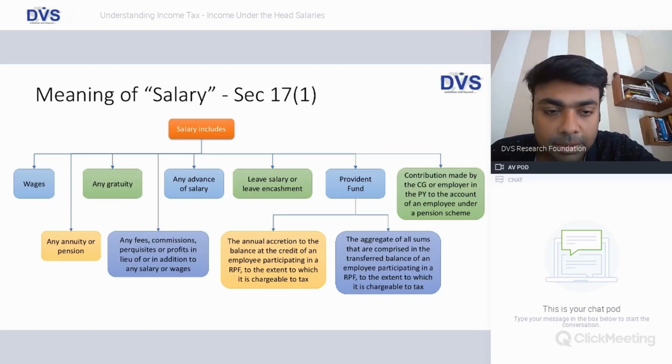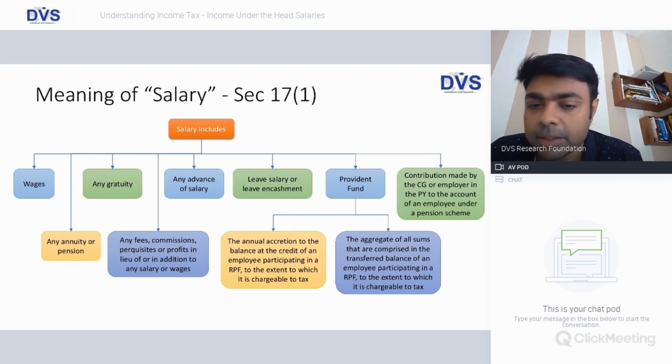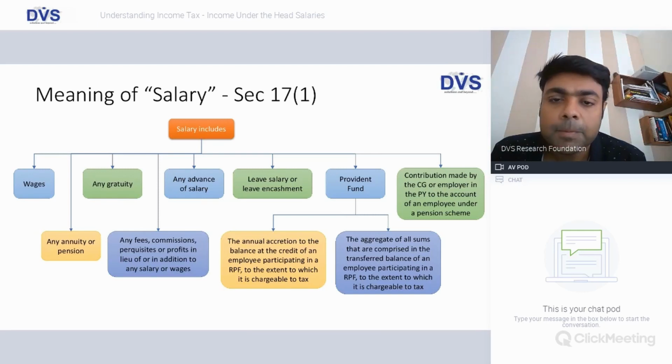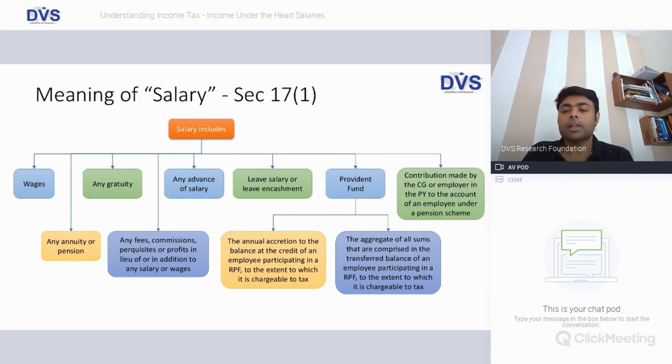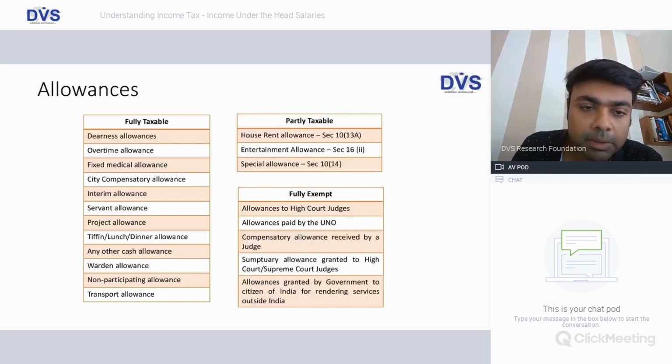Leave encashment is taxable. Annual accretion to the credit of an employee in a recognized provident fund, again to the extent it is taxable, we shall see in some time from now. Any funds transferred from a recognized provident fund to the extent it is taxable. Then contribution unto a pension scheme. So these are the various forms. So possibly whatever benefit the employer can offer an employee will be subject to tax. And also all perquisites and allowances are also subject to tax.